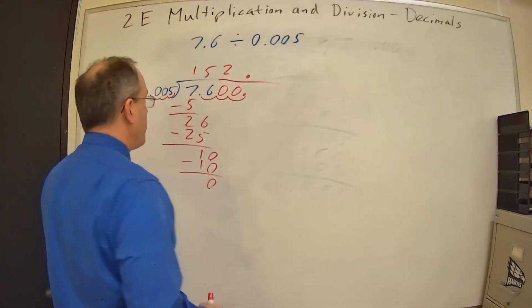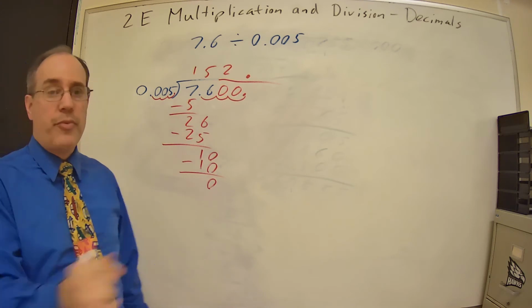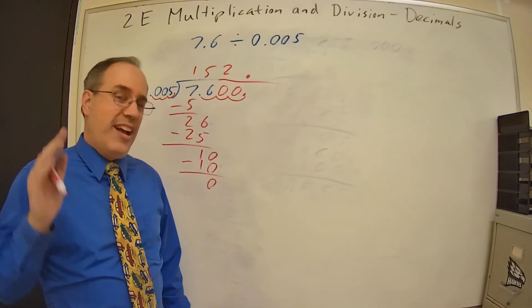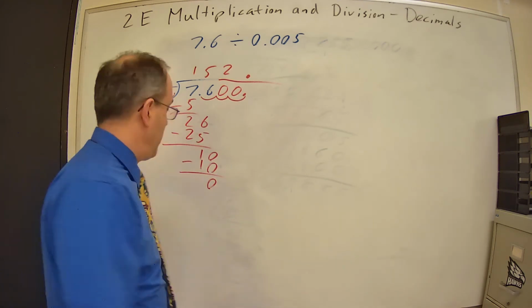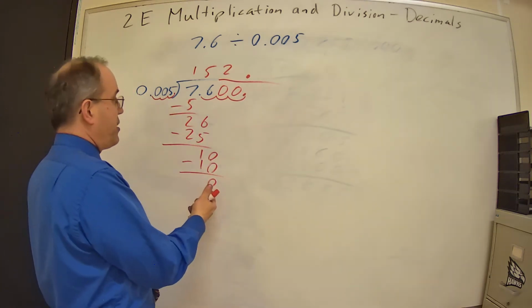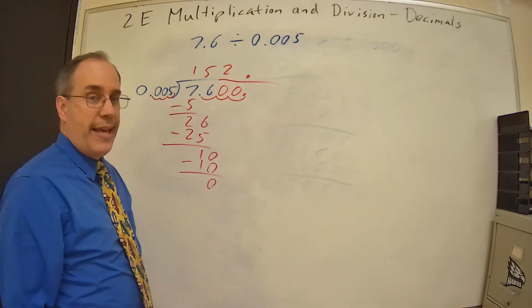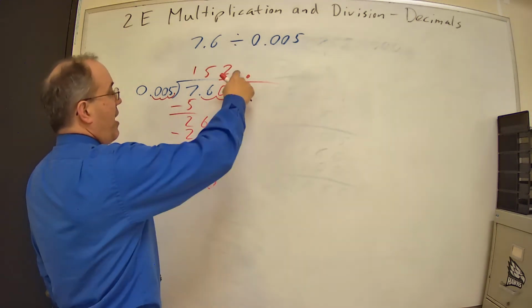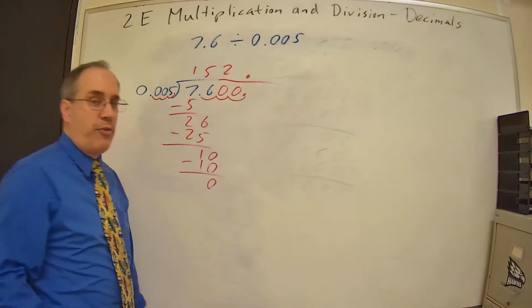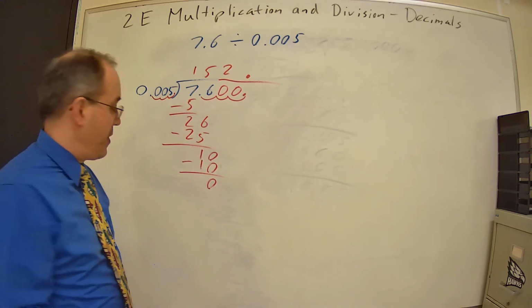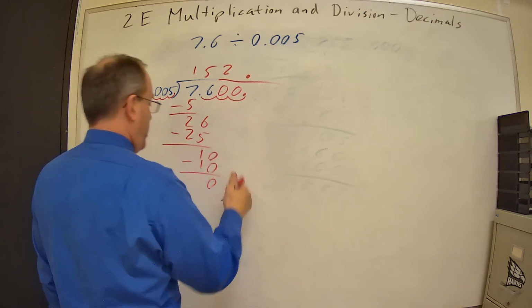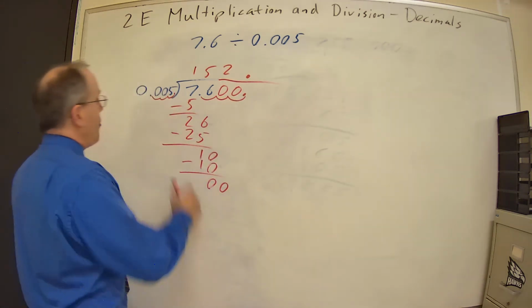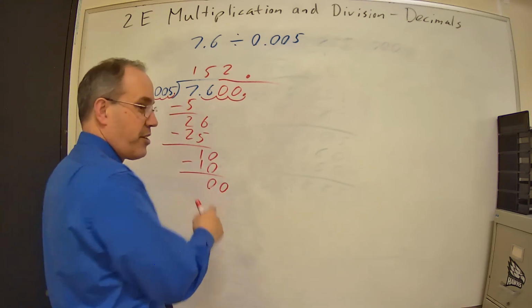Subtract, we get 0. And here I'm going to point something out to you. I'm going to help you avoid a common mistake. We got to the point where there's nothing left here, and there's only zeros here. But we still have another place, the ones place, before we get to the decimal point. So because of that, I still need to bring down that 0 and say, how many times does 5 go into 0?